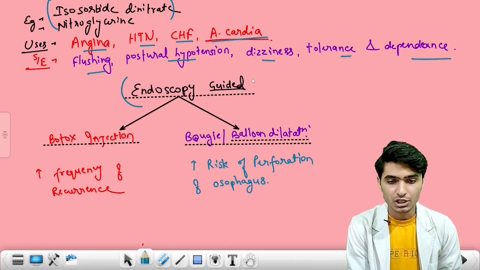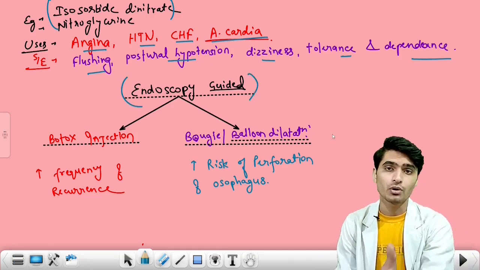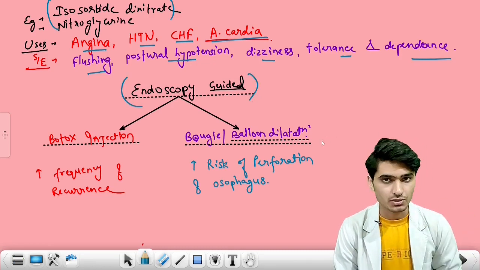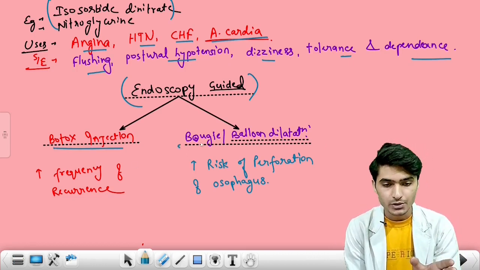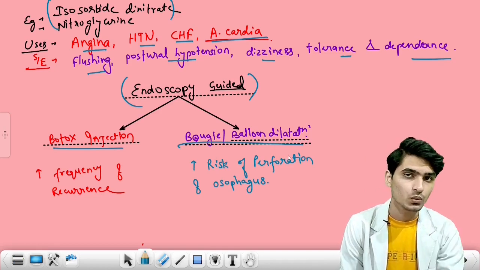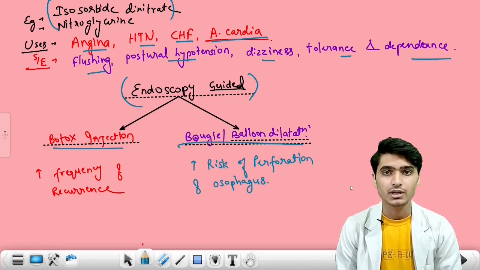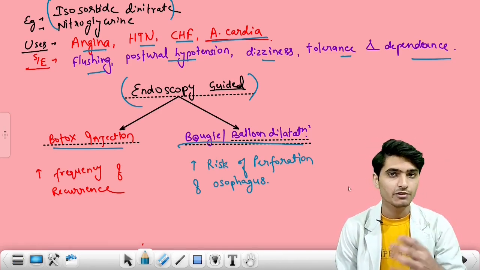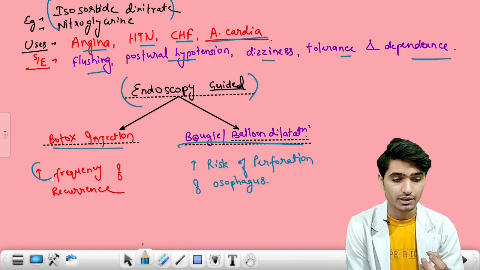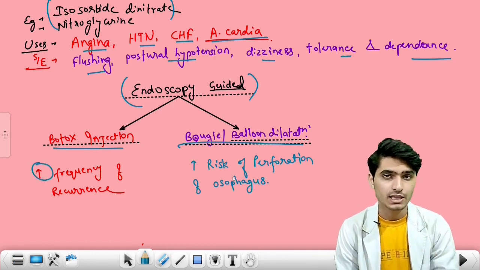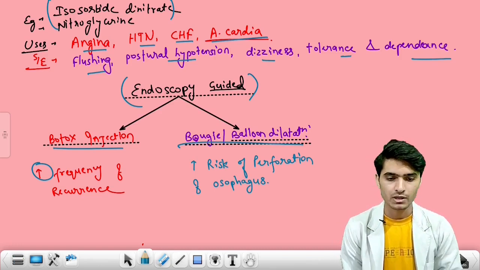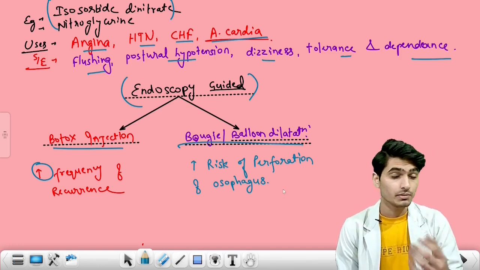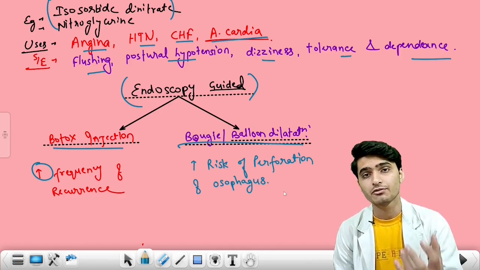And once the medications are refractory, we will go for the endoscopic procedures. So the endoscopy guided Botox injection or the endoscopy guided bougie or balloon dilatation is there. But in the case of Botox injections, the frequency of recurrence is higher. When this toxin vanishes, the symptoms again appear. And in the case of the bougie dilatation or the balloon dilatation, the risk of perforation is there.